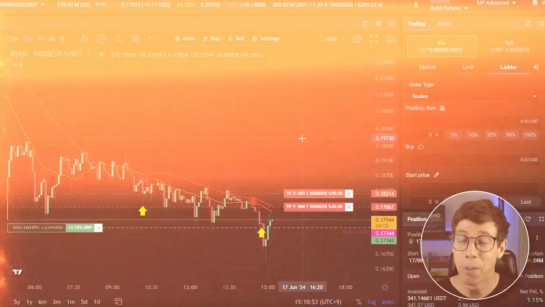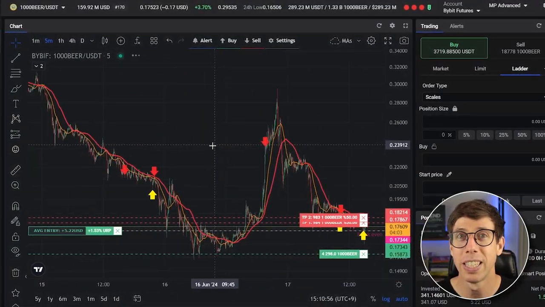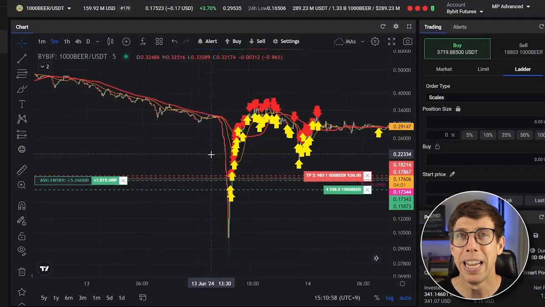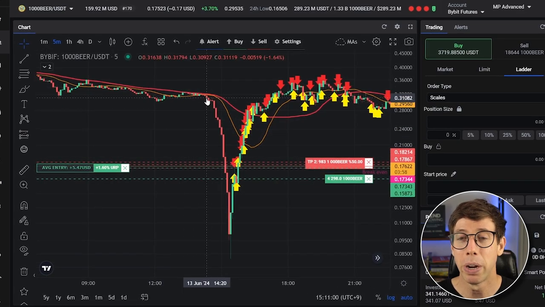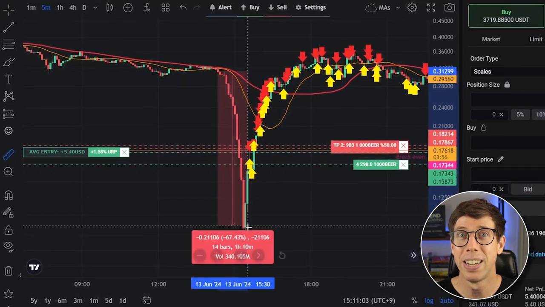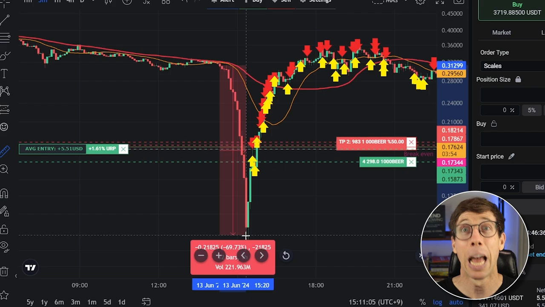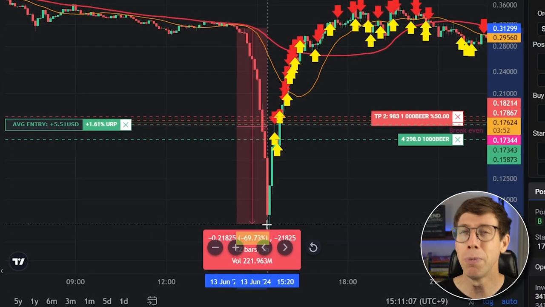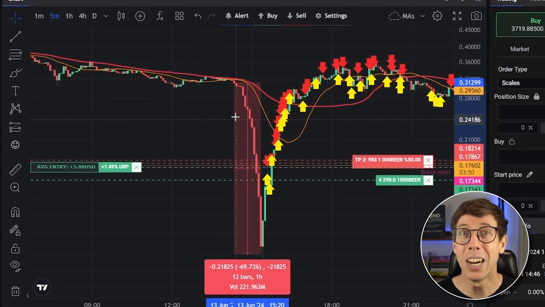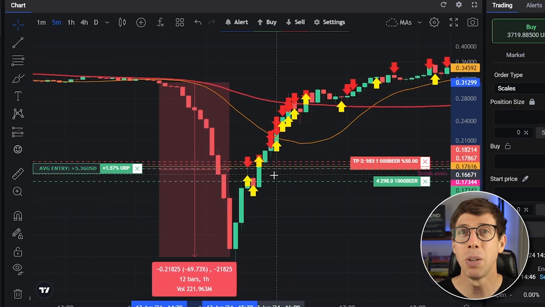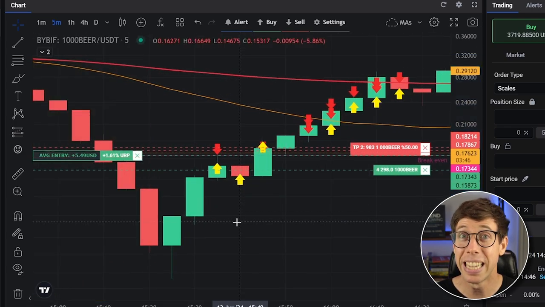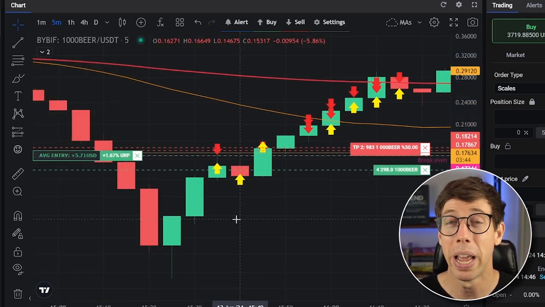If we look at the chart over here on AllTrady, you can see that going back just a couple of days ago, it had a severe correction where the price of BEER fell down. I'm pretty sure that says, yep, 70%. Welcome to crypto, everybody. I did not short this on the way down, but you can see with all these little arrows right here that I definitely did trade this on the way up.